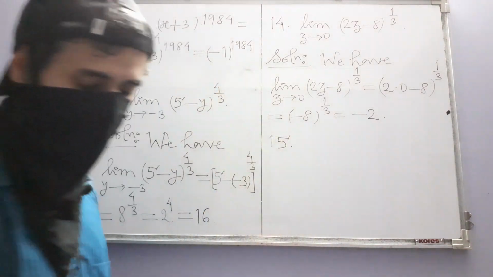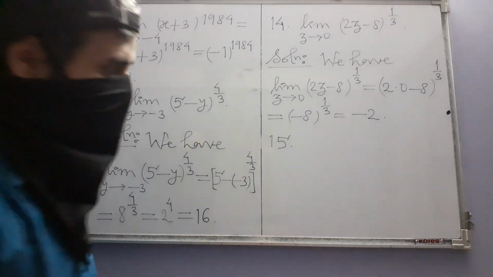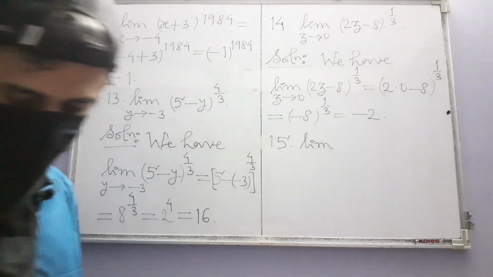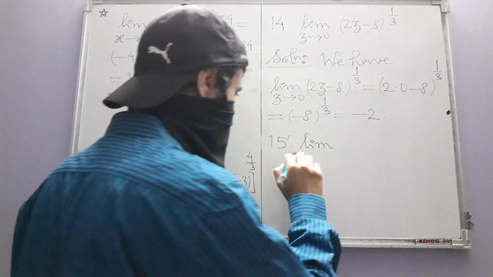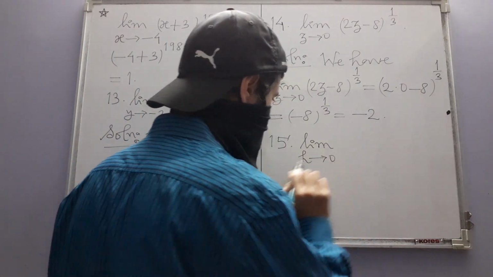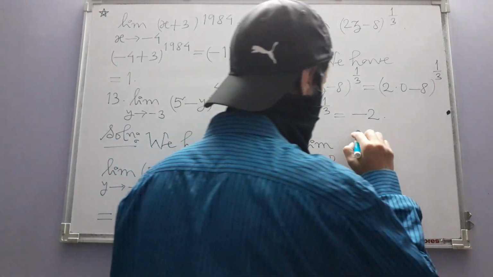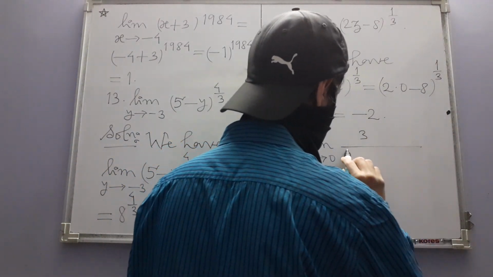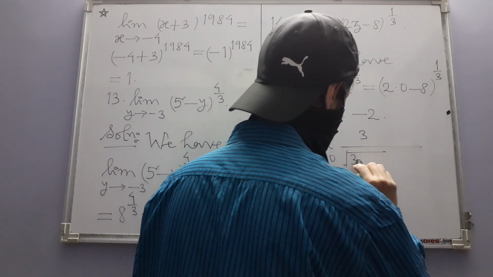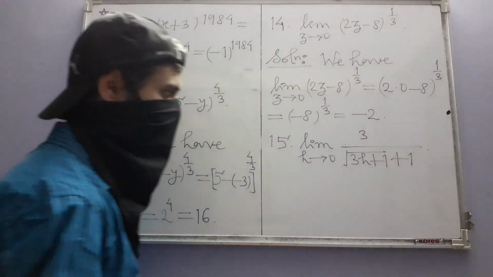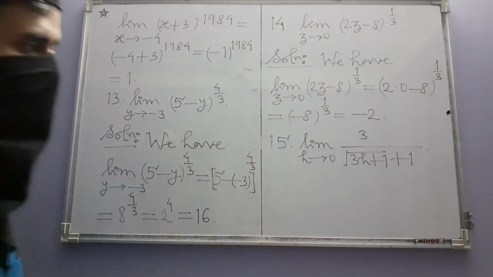Next, 15. Here we have limit as h tends to 0 of 3 over square root of 3h plus 1 plus 1. Yes.